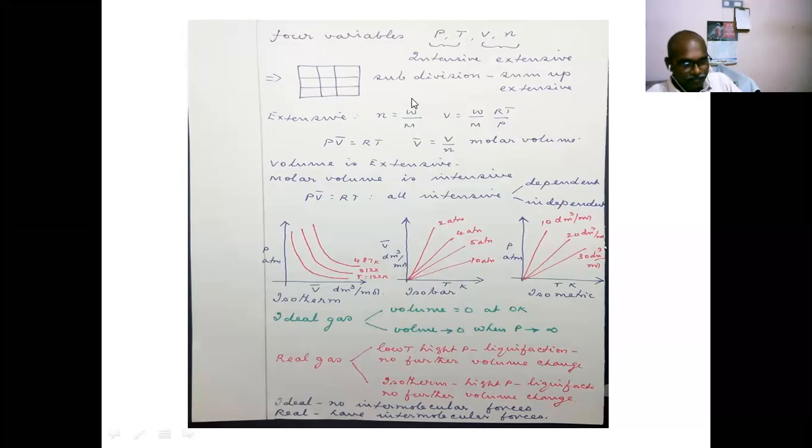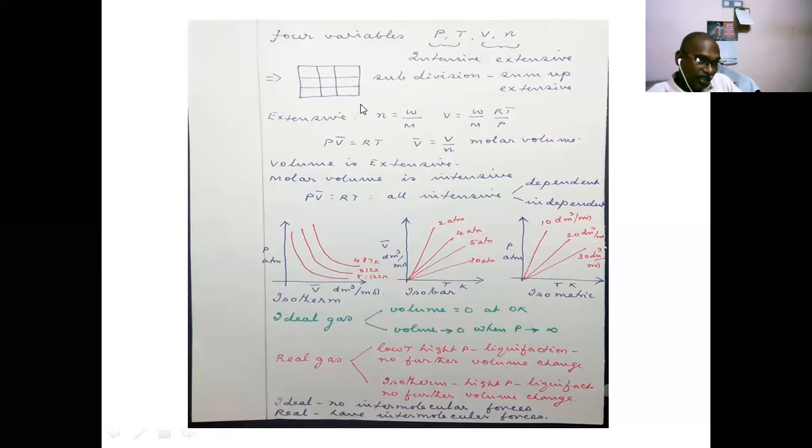Look here, I take volume, volume here, volume here, volume here, volume here. If I sum up, I am getting the total volume. I take the number of moles. What is the number of moles of the gas found in this subdivision? Number of moles in this subdivision. If I sum up everything, I am getting the number of moles in the entire system.